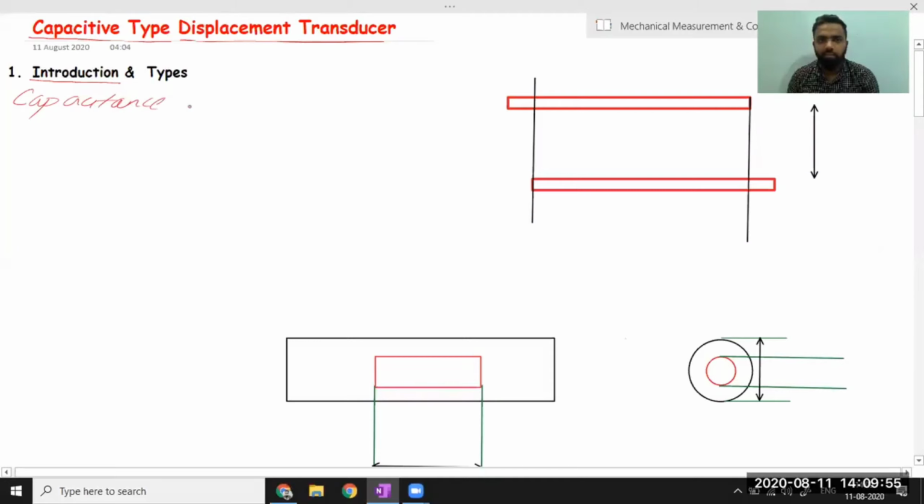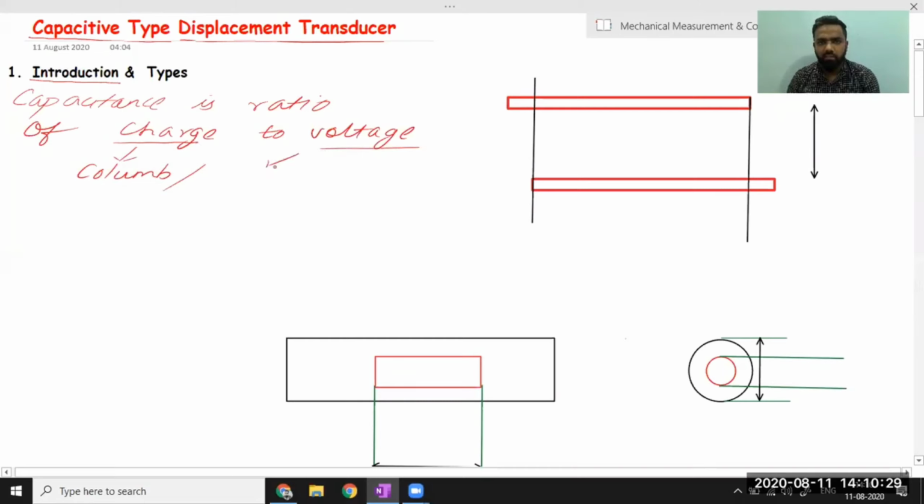What do we mean by capacitance? Capacitance is nothing but the ratio of charge to the voltage. I'm just putting the definition for you. The unit of charge is coulomb, and the unit of voltage is volt. So coulomb per volt is nothing but farad. This is what we call 1 farad.